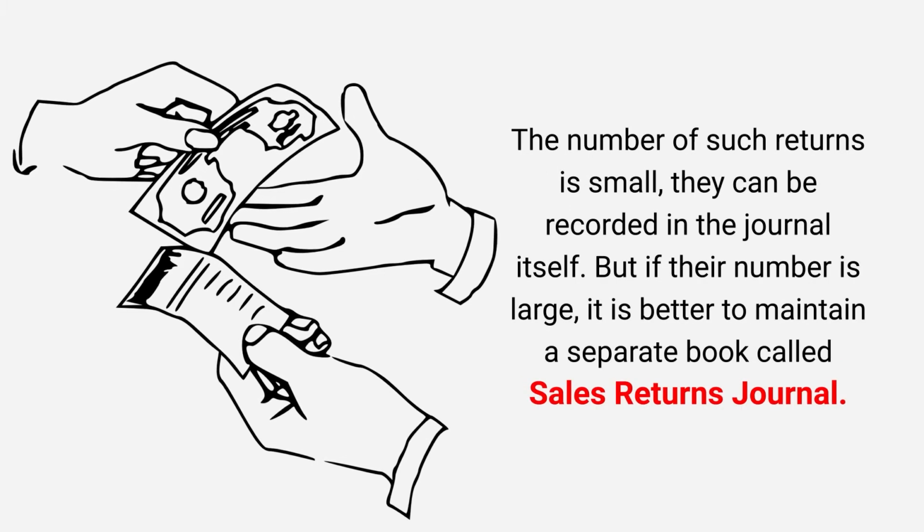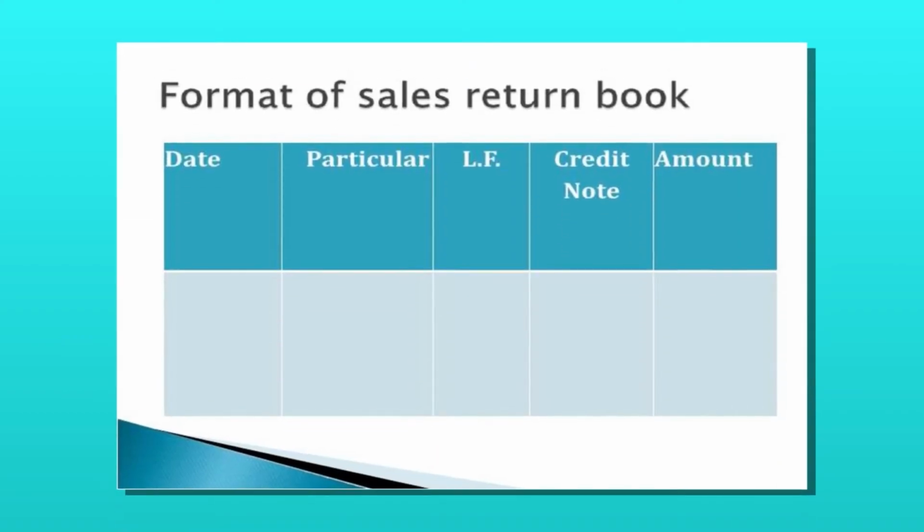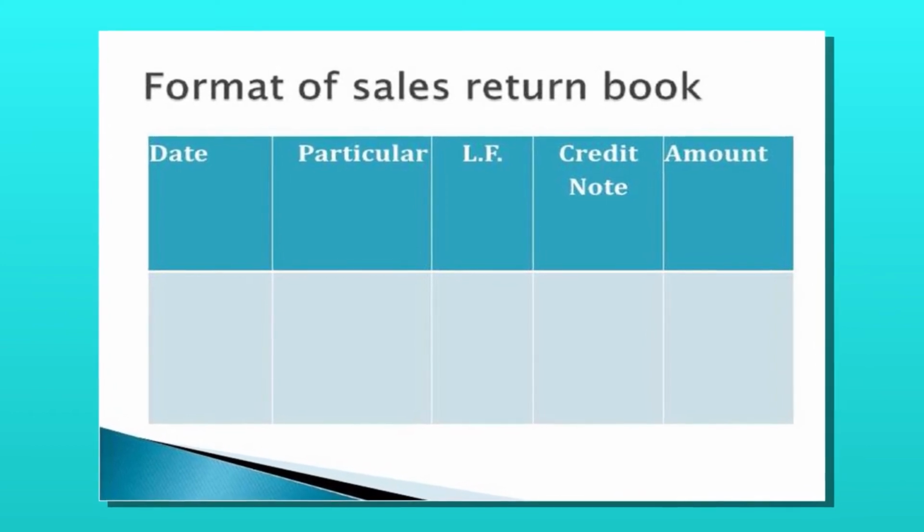When the number of transactions is very small, these transactions may be recorded in the journal itself. But when the number of transactions is very large, the sales return book is maintained in order to write all these transactions. So the sales return journal is also known as sales return book. Format of sales return journal. So the format of sales return journal is given.